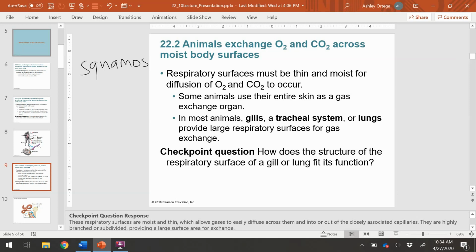Some animals will use their entire skin as a gas exchange organ. Others will use gills, what we call a tracheal system, or lungs. And so we'll look at some examples of different respiratory surfaces.